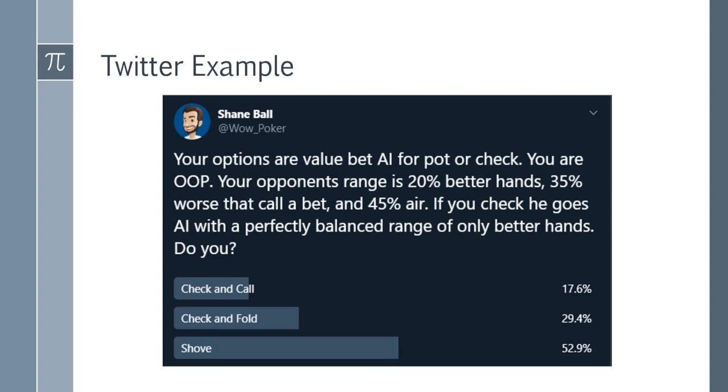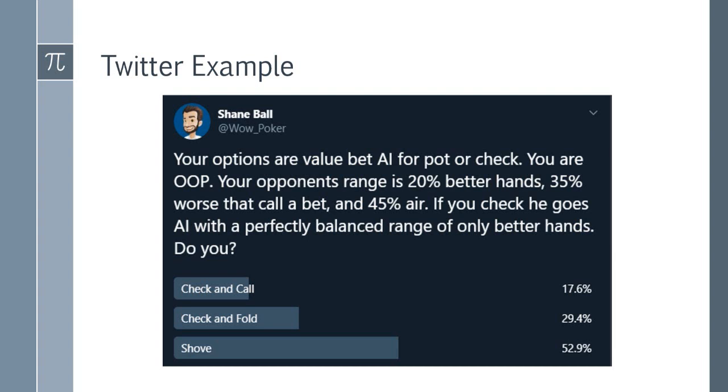We know, again, this is a made-up scenario, so we don't even have to talk about ranges or board textures. None of those matter because we know that no matter what the board texture is or what the ranges are, in this specific scenario that I've made up, when we go all in, our opponent is going to call us 55% of the time, and of that 55%, 20% of the time he's going to have a better hand. 35% of the time, he's going to call and have a worse hand. And then 45% of the time, he's going to have air, and air is not going to call us, so that's just going to fold.